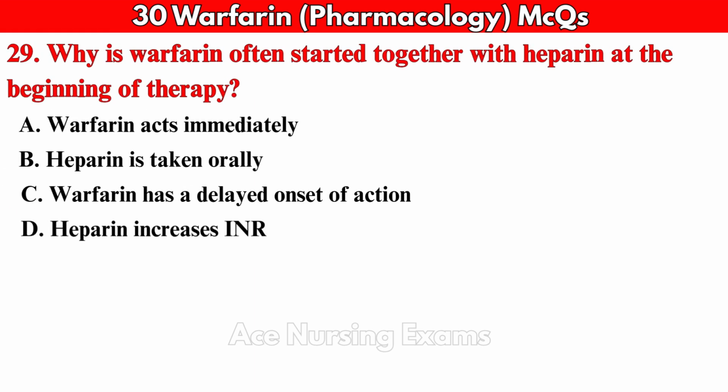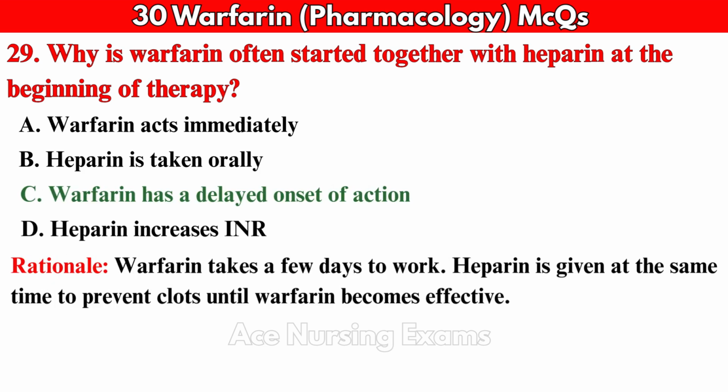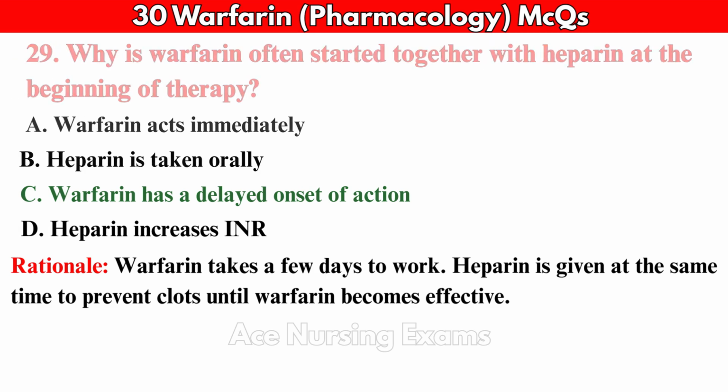Why is warfarin often started together with heparin at the beginning of therapy? A. Warfarin acts immediately. B. Heparin is taken orally. C. Warfarin has a delayed onset of action. D. Heparin increases INR. Correct answer is C. Warfarin takes a few days to work. Heparin is given at the same time to prevent clots until warfarin becomes effective.